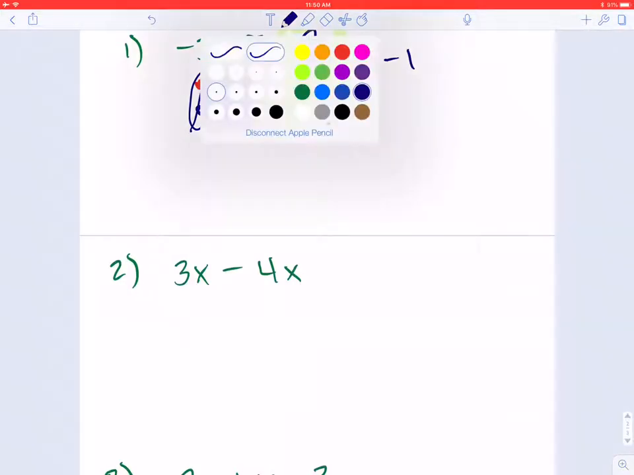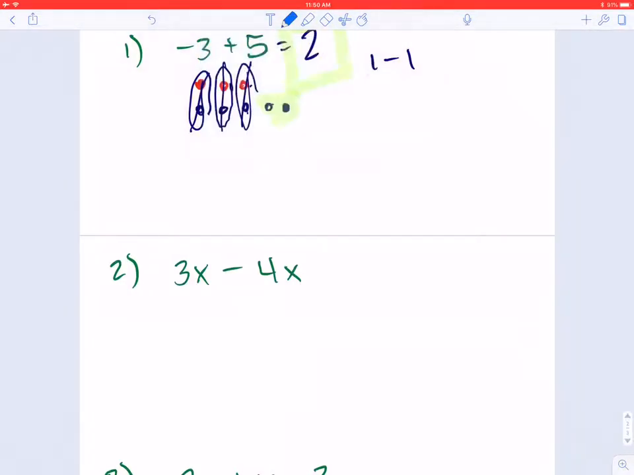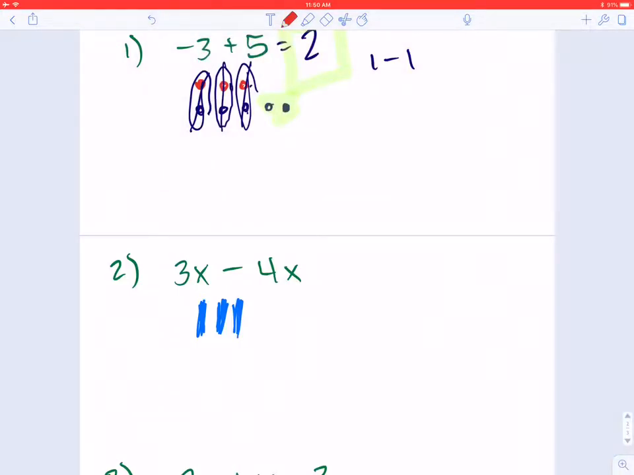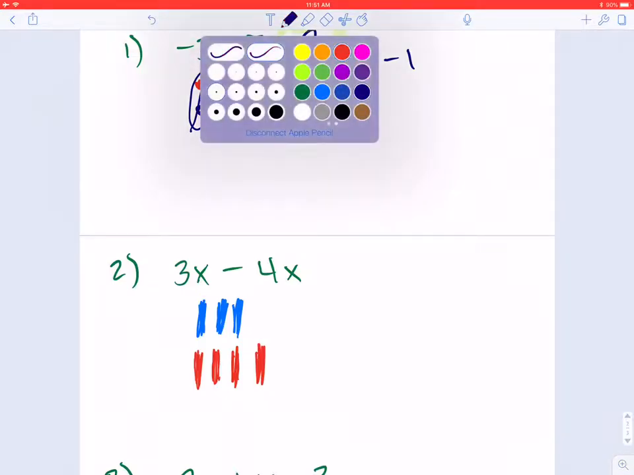So now I have 3 x tiles. 1, 2, 3, and they're positive. And I'm going to contribute negative 4 x's. So I have 1, 2, 3, 4. Now notice the way I set this up. I always put my first one above the second one because it allows me to easily group them.